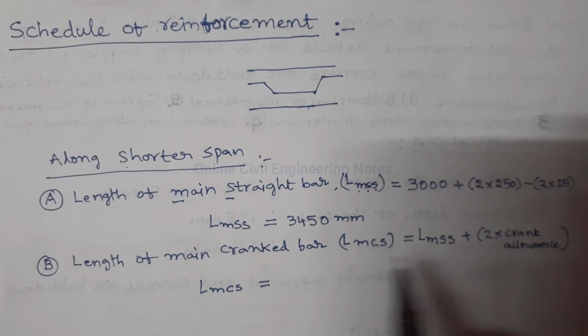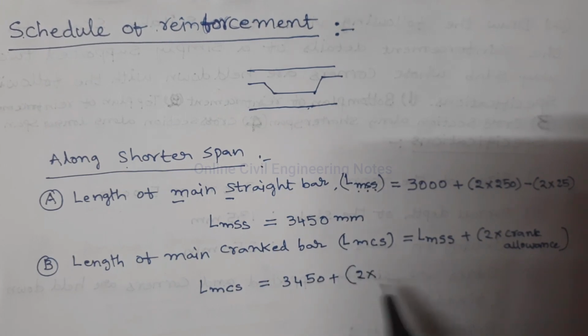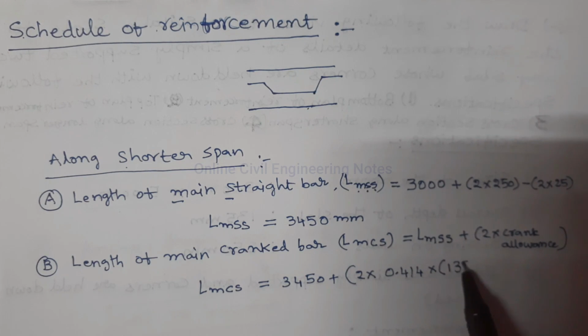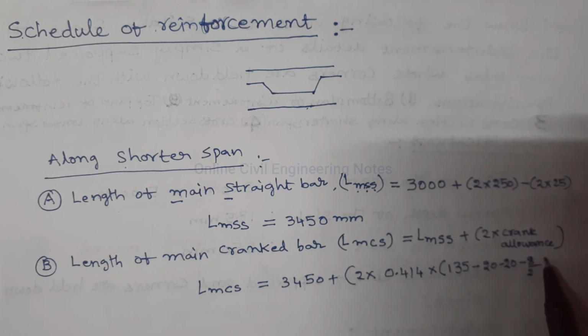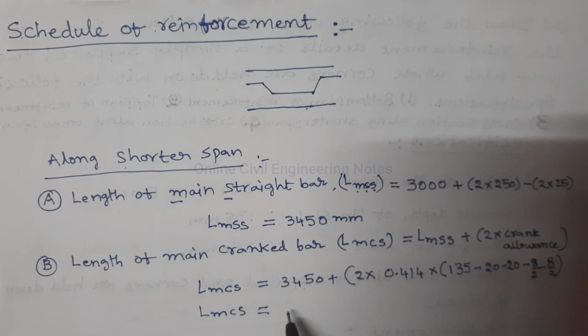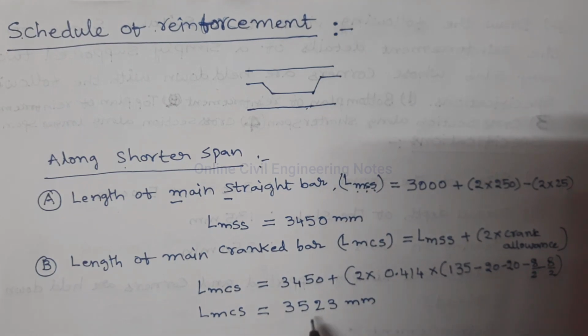Length of main straight bar along shorter span is 3450 plus 2 into crank allowance, which is 0.414 times D. Here D is equal to overall depth 135 mm minus top cover 20 minus bottom cover 20 minus dia by 2 minus dia by 2. Here diameter of cranked bar is 8 mm. The value is 3523 mm. Directly you can write the round-up value.